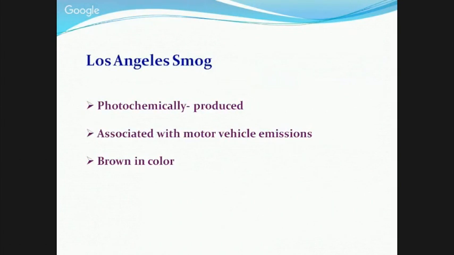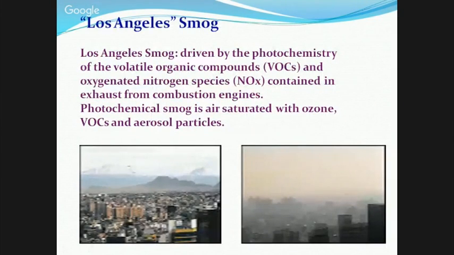One of the famous smogs is the Los Angeles smog, which was photochemically produced. It is associated with motor vehicle emissions, and the city was covered with a brown cloud. The cause was found to be the photochemistry of volatile organic compounds and oxygenated nitrogen species coming from vehicle exhaust.